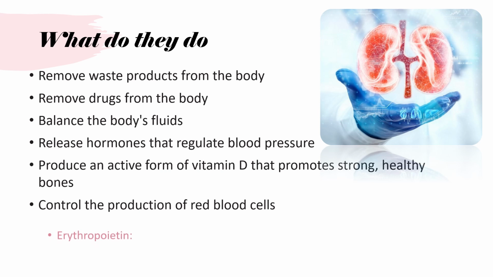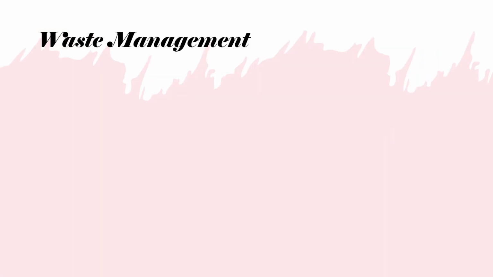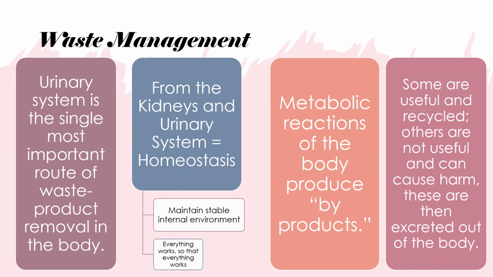Now, how they do that is by a hormone called erythropoietin. That's very important that you know this. It's a hormone produced mainly in the kidneys, and it's going to stimulate the production and maintenance of the red blood cells. So, it's important for us to talk about waste management when it comes to the kidneys.